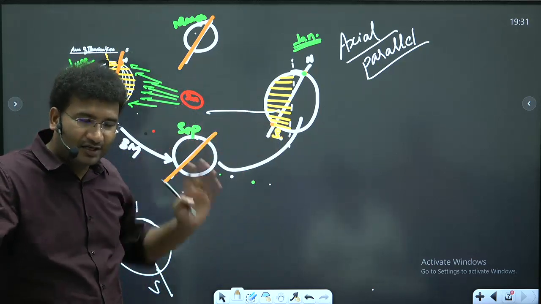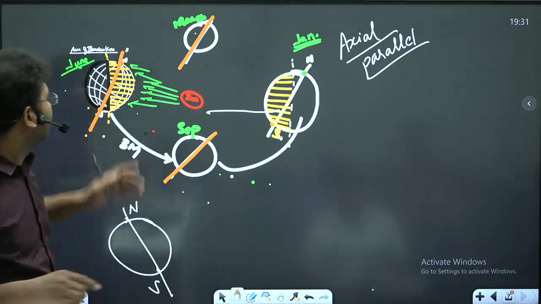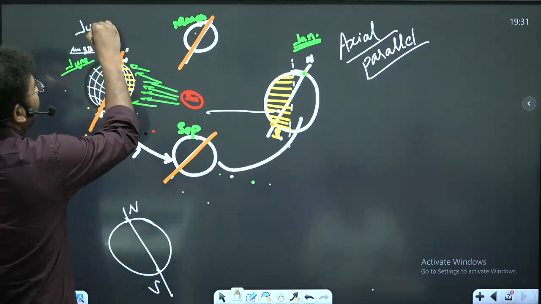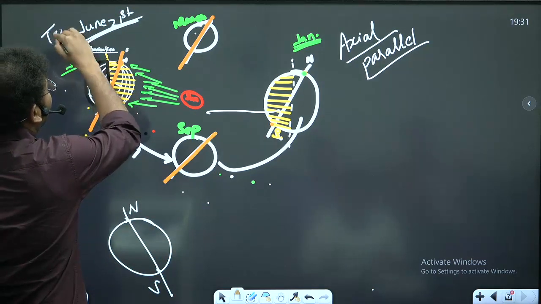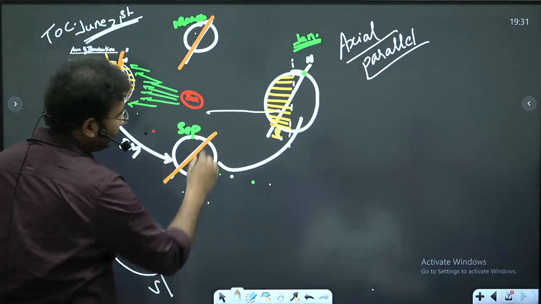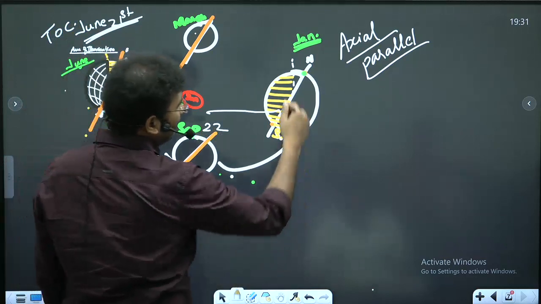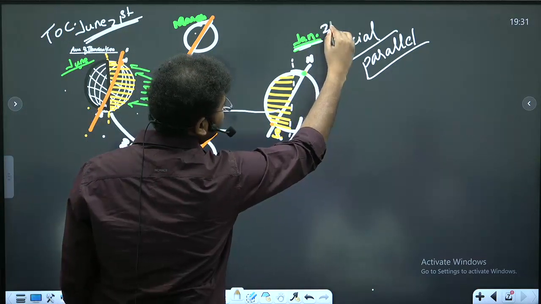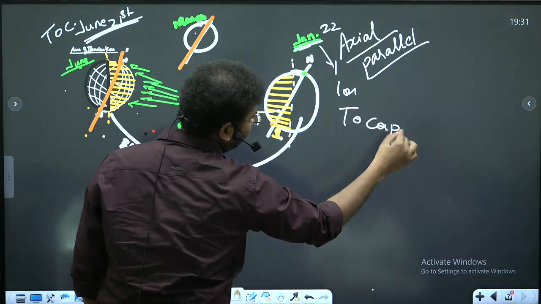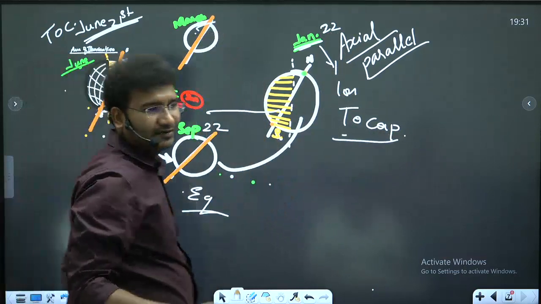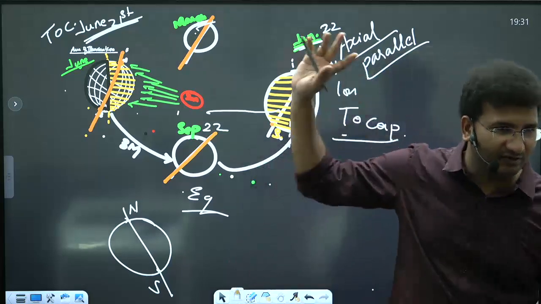Equator पे हमेशा longest day नहीं होता. Longest day will always keep on changing. See, June 21st, the longest day will be at Tropic of Cancer. On September 22nd, the longest day will be at equator. On Jan 22nd, the longest day will be at Tropic of Capricorn. March, it will have equal length of day and night on March 22nd. I'll explain all of this tomorrow why you have.